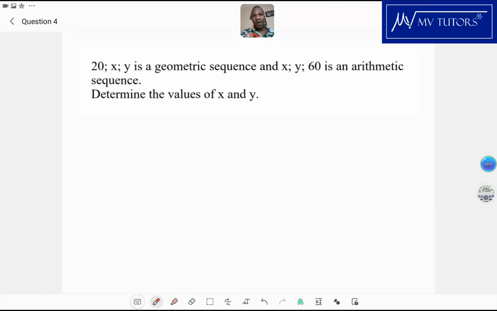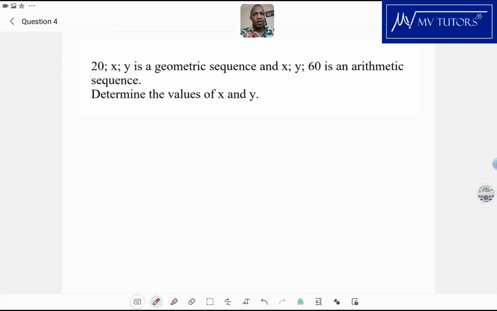All right, you're back here with me. So we're going to do another question. Question 4. It says 20, x and y is a geometric sequence and x, y, 60 is an arithmetic sequence. Determine the values of x and y. So we're going to treat each one accordingly. Let's start with the geometric one.